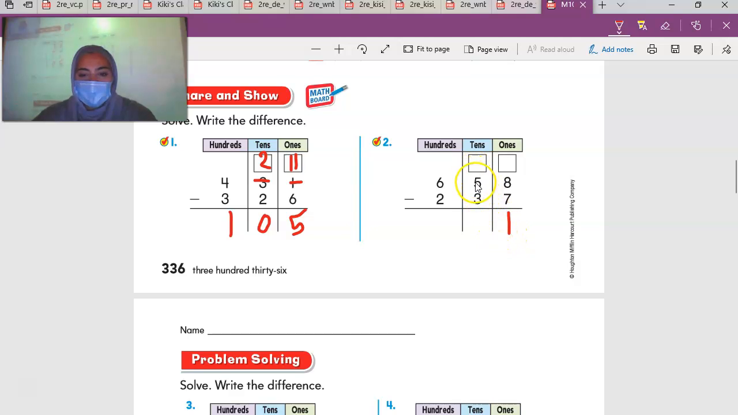1. How about this? Is 5 bigger than 3? So do I have to regroup? No. See, it's an easy problem. What's 5 take away 3? 2. What's 6 take away 2? 4. That was an easy problem.